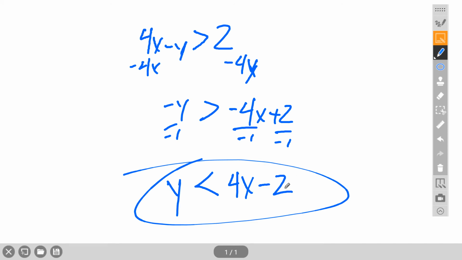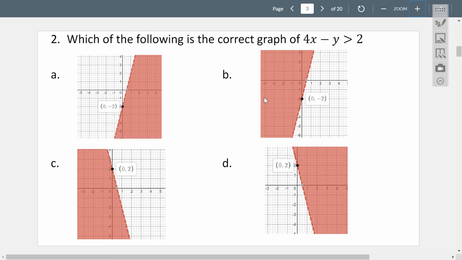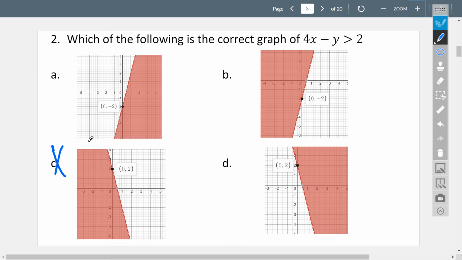The y-intercept is negative 2. The slope is 4 over 1. And it's y is less than, so it's going to be a dotted line shaded below. Okay, so we're looking for a y-intercept at negative 2, which is either A or B. So not this one, not this one. They're both dotted lines, shaded below. Letter A is shaded below, so it's going to be letter A here.